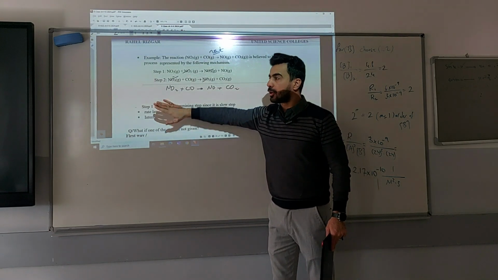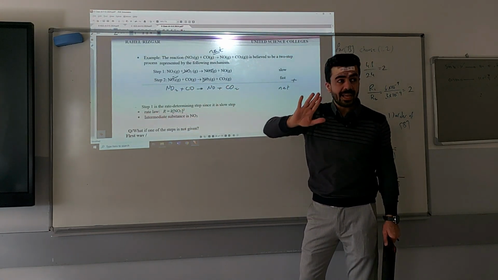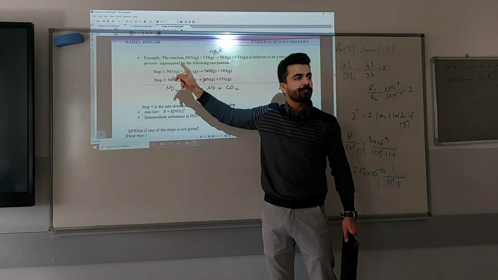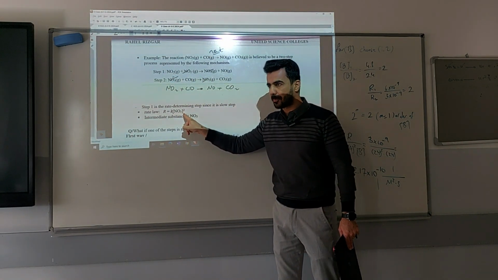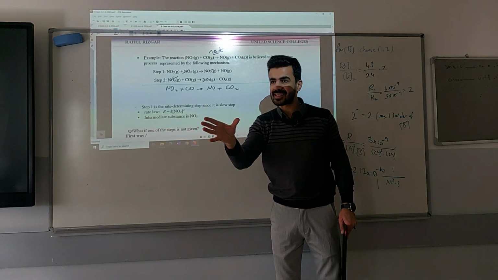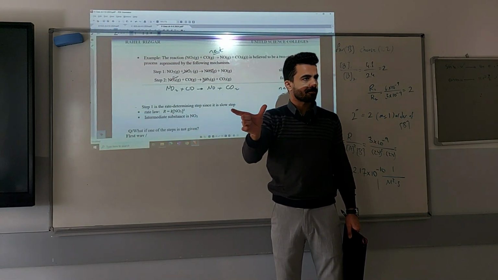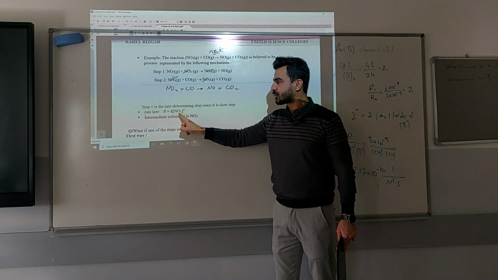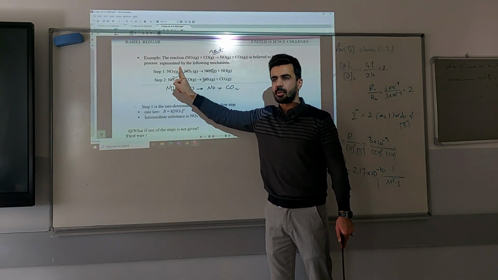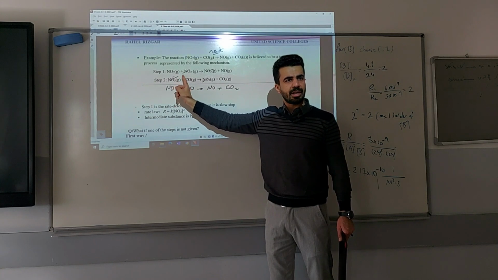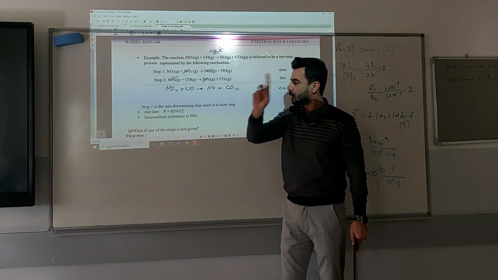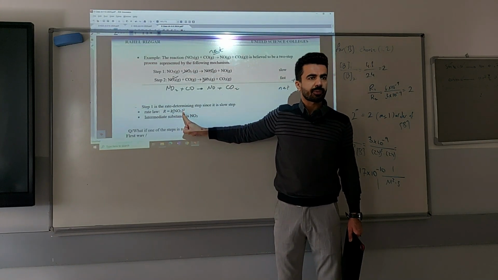Now, don't look at the net. Again, I'm going to repeat that. Don't look at the net. Only pay attention to the slow for finding rate law. Slow is the one that decides how fast the reaction occurs. Okay? Now, R is equal to k times the concentration of the reactant of the slow, which is NO2. Only NO2. How many NO2 do we have? It means that the coefficient is 2. So, you'll write the 2.